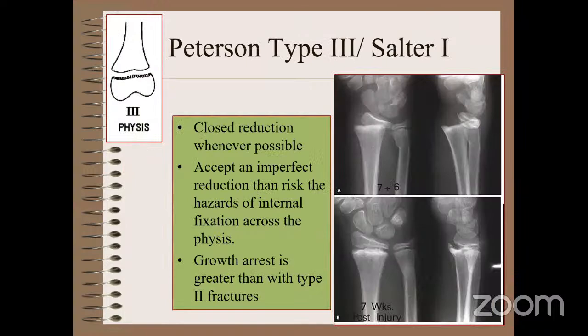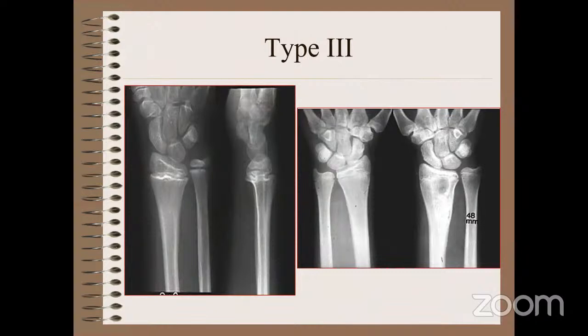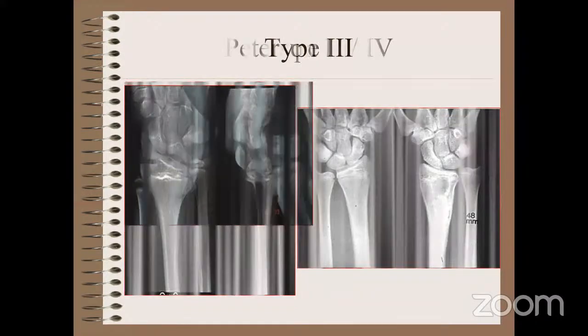Peterson type 3 is a transfascial separation, which is Salter 1. Reduce as much as possible without any kind of a shearing impact and accept an imperfect reduction rather than hazarding any kind of open reduction. Okay, growth arrest is larger if you try to do forceful maneuvering or late manipulation or implants. It's okay to have an imperfect reduction which will remodel very fast. Type 3 injuries can get growth arrest and may require treatment in addition.